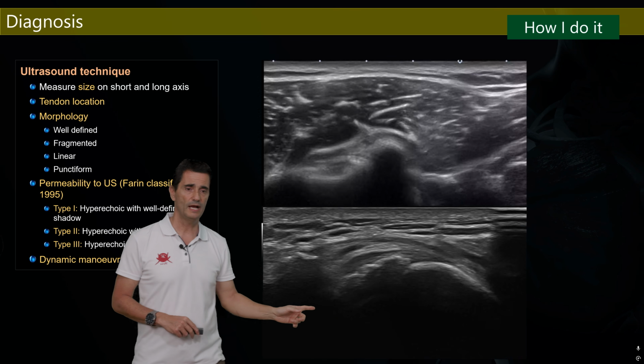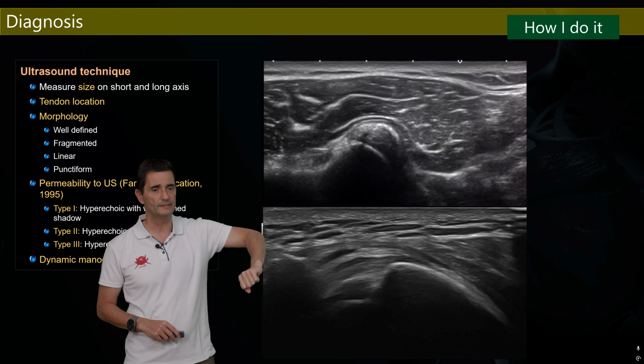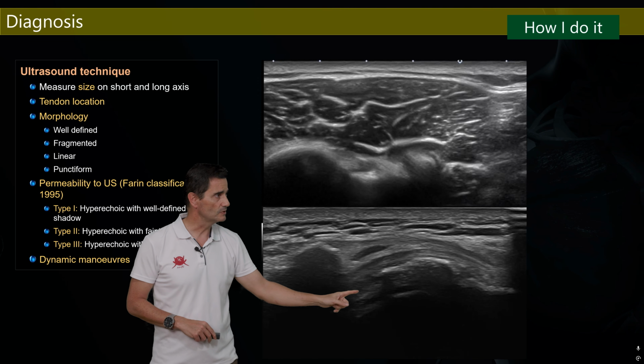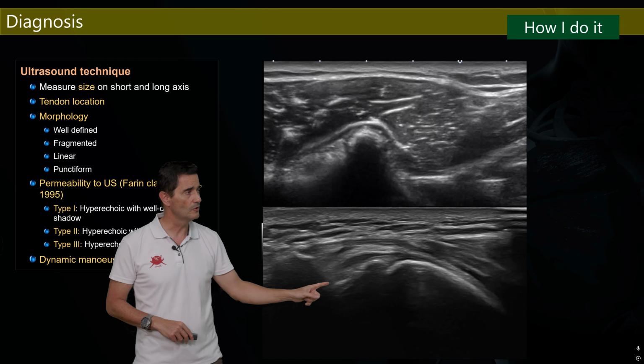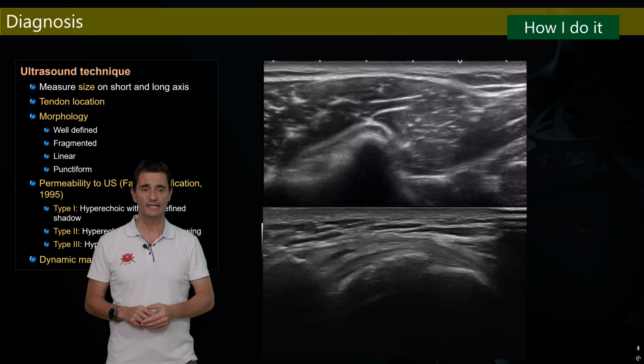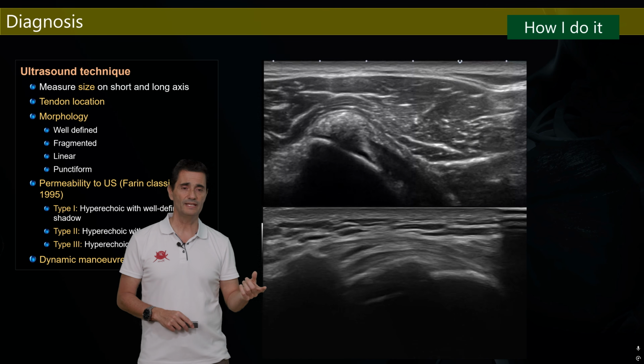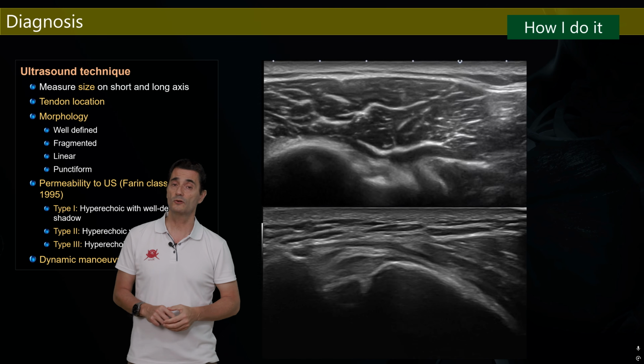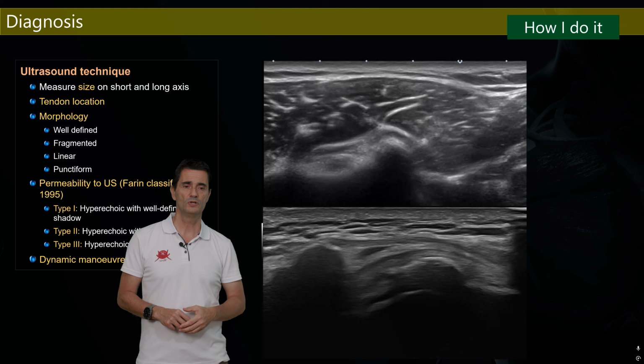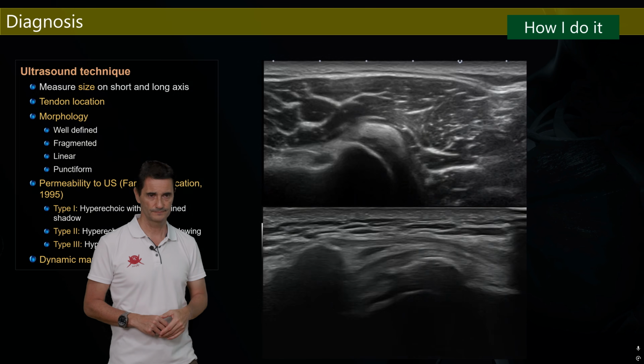In this case, I ask for the internal rotation and adduction and see what happens when the calcification is under the acromion or under the coracoacromial ligament. If it provokes the pain, then I think this calcification is the cause of the pain, and of course I try to remove this calcification.